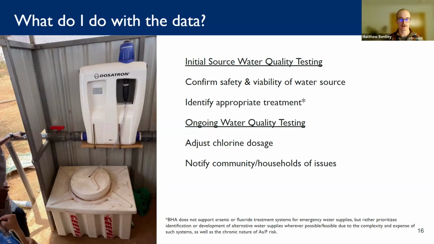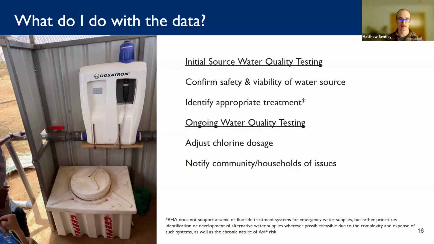So that's how we use that initial source water quality testing. For ongoing water quality testing, we can use that to adjust the chlorine dosage. So if the free residual chlorine is not reaching our targets, we want to increase the dose so that our targets are hit at each of those critical control points, including the point of treatment, the point of delivery, the distribution point, and at the household level.